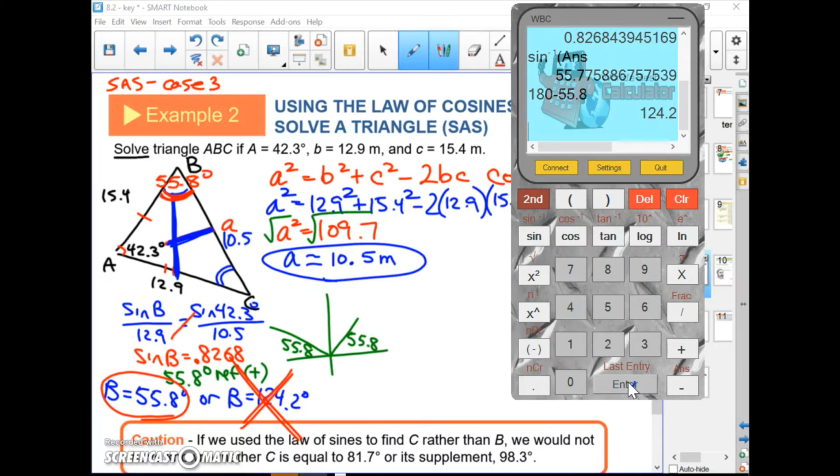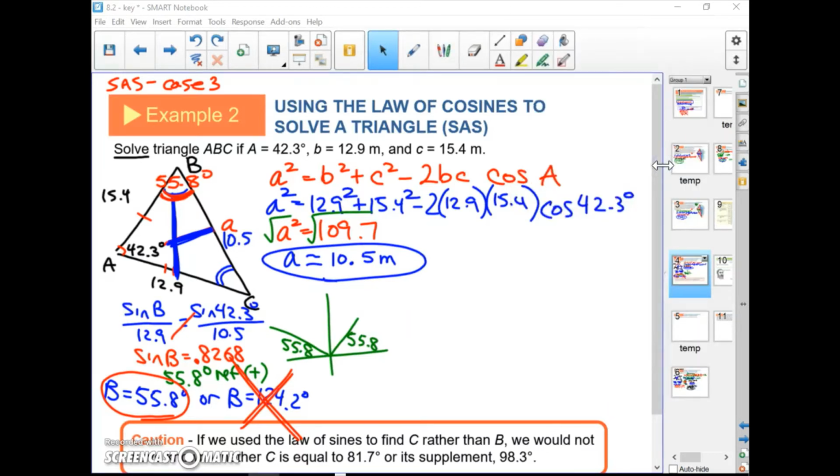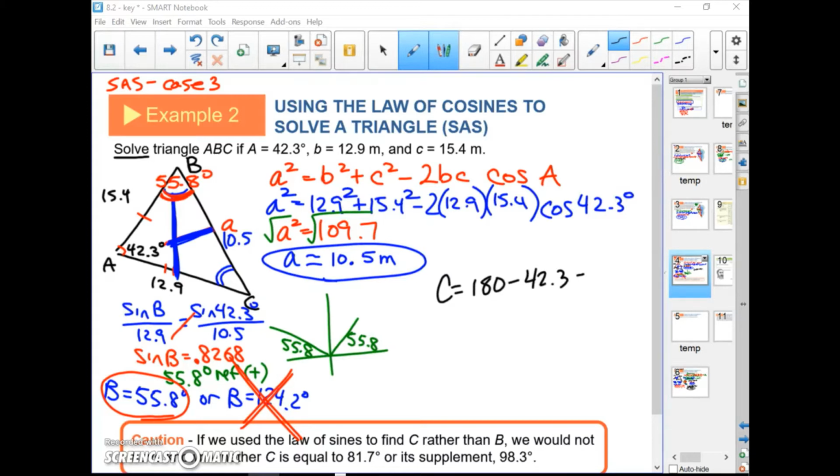The only thing I don't have yet is angle C. That's going to be pretty easy to figure out because I can just subtract from 180. Subtract off angle A and subtract off angle B. Is anybody ahead of me? 108.9? 81.9? 81.9 degrees.